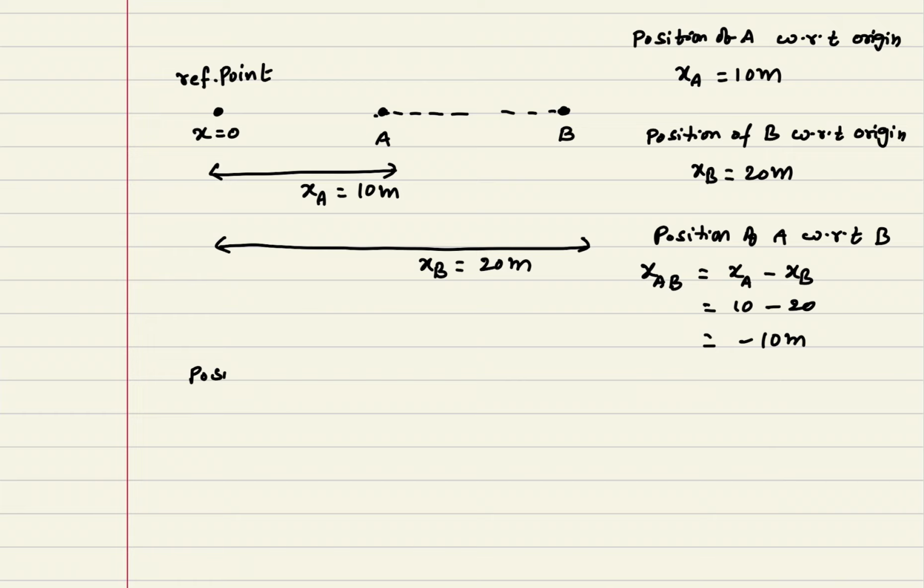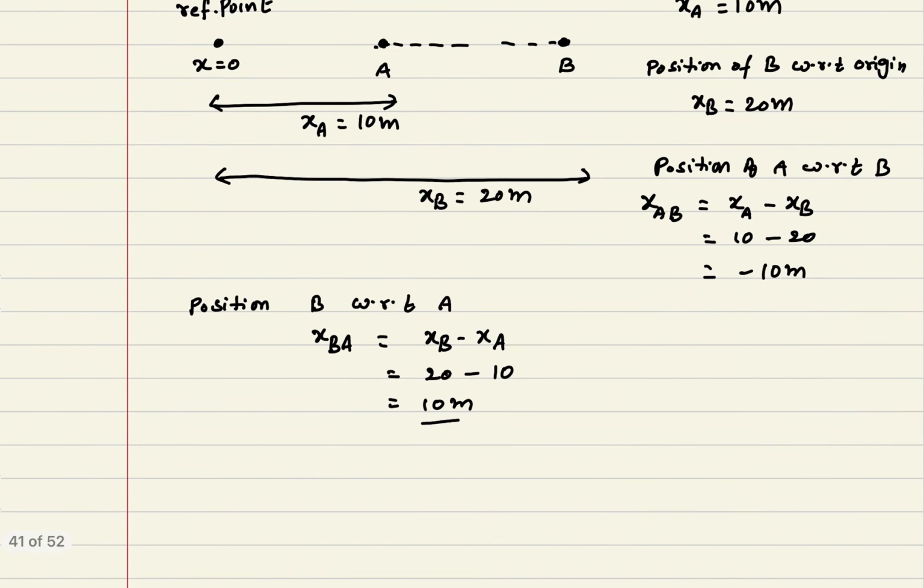Now similarly, if I want to calculate the position of B with respect to A. A feels that B is 10 meters ahead. So we can write the position of B with respect to A as the position of B minus the position of A. The position of B is 20 meters and the position of A is 10 meters. Finally, we will get 10 meters.